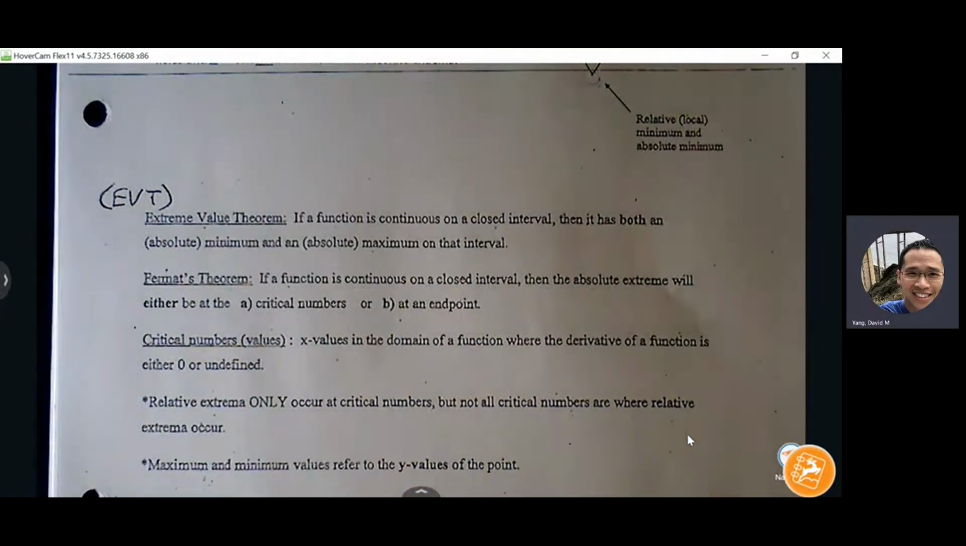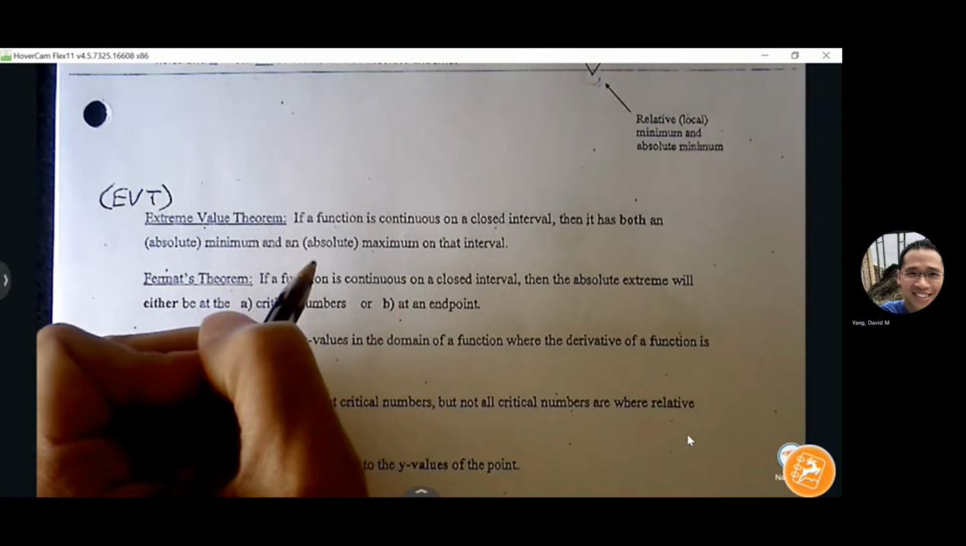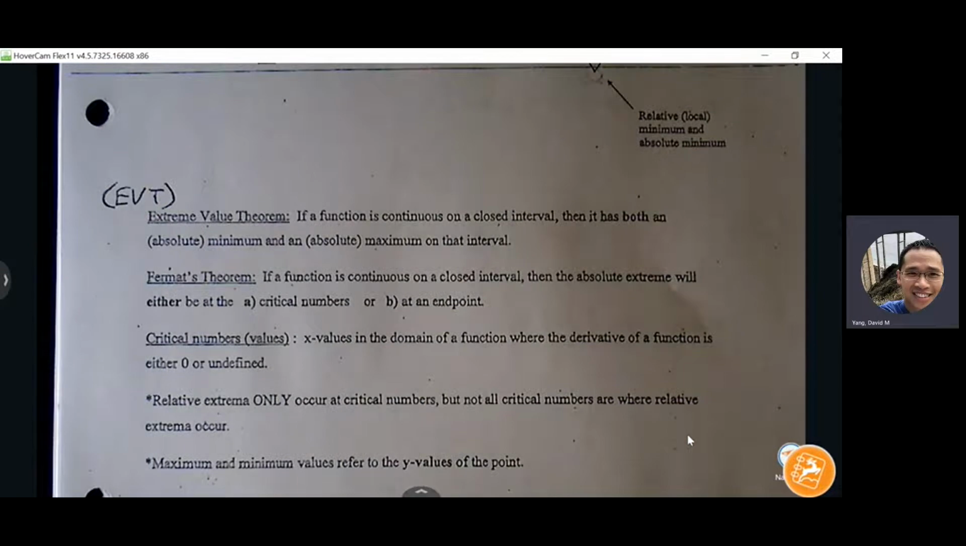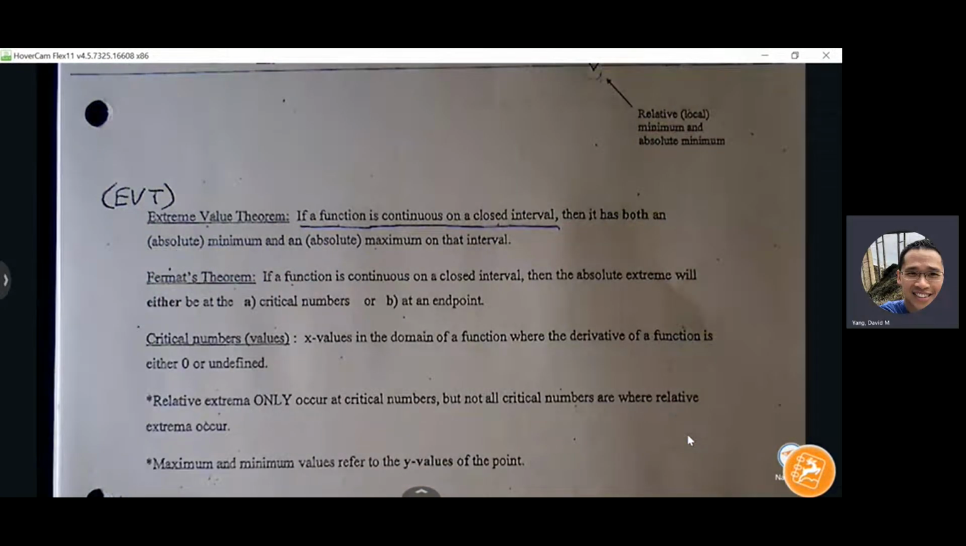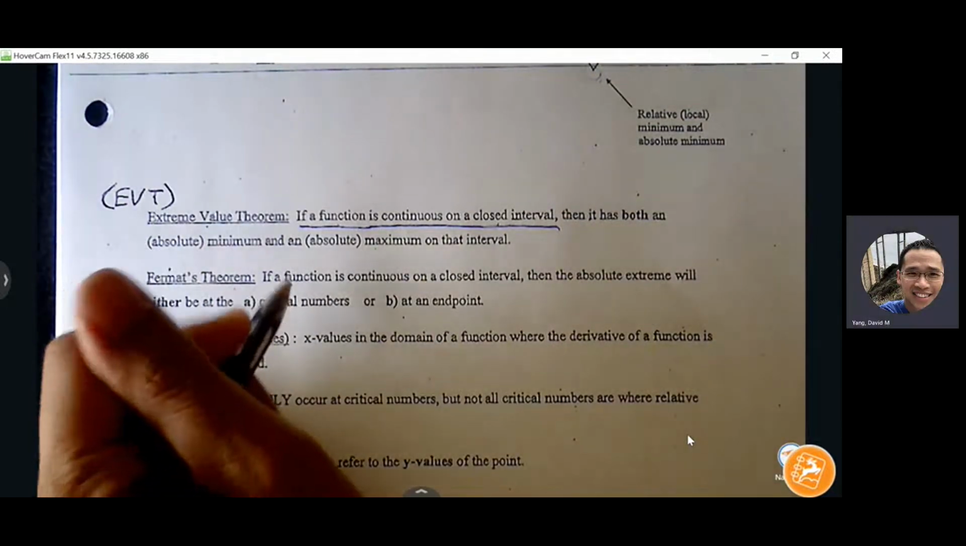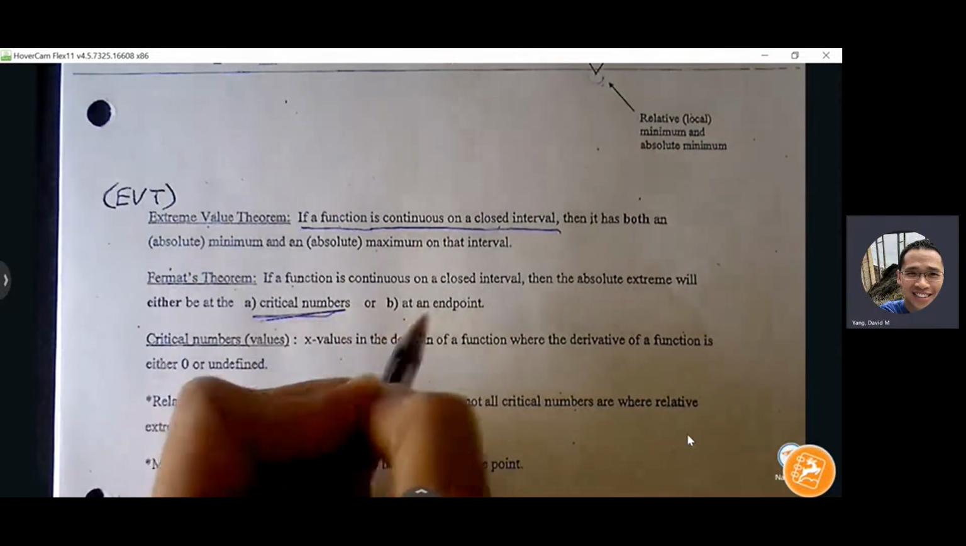Okay, so today the topic is extreme value theorem. The whole point of the extreme value theorem is to find the highest and lowest points on the graph, or the highest and lowest y values of the graph. If a function is continuous on a closed interval, then it has both an absolute minimum and an absolute maximum on that interval. So if a function is continuous, then the absolute extrema will either be at critical numbers or at an endpoint.